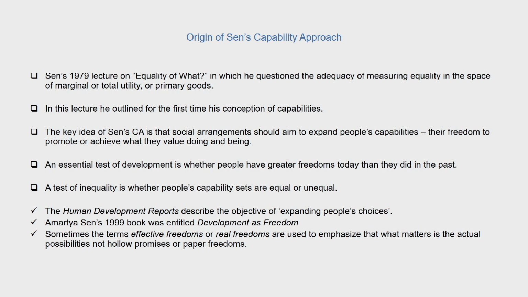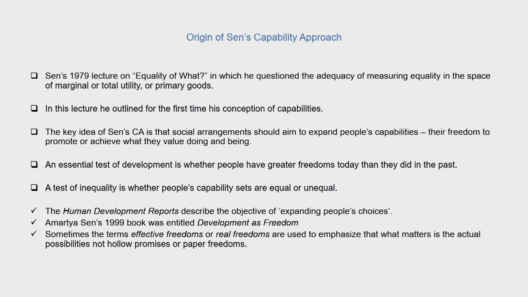And in one of such lectures, he was lecturing on human values, titled Equality of What. And in this lecture, he questioned the adequacy of measuring equality in the space of marginal or total utility or primary goods. And in this lecture, he outlined for the first time his conception of capabilities, which has been developed in great detail since then by various scholars in this field across disciplines.